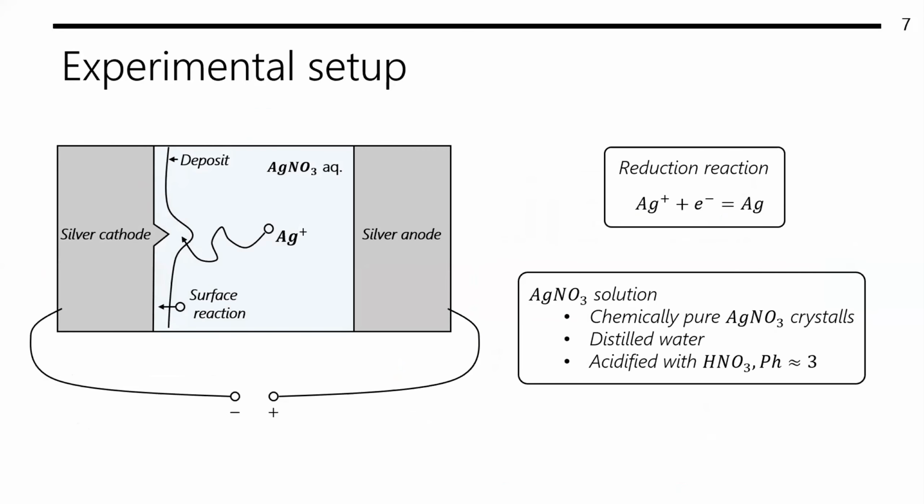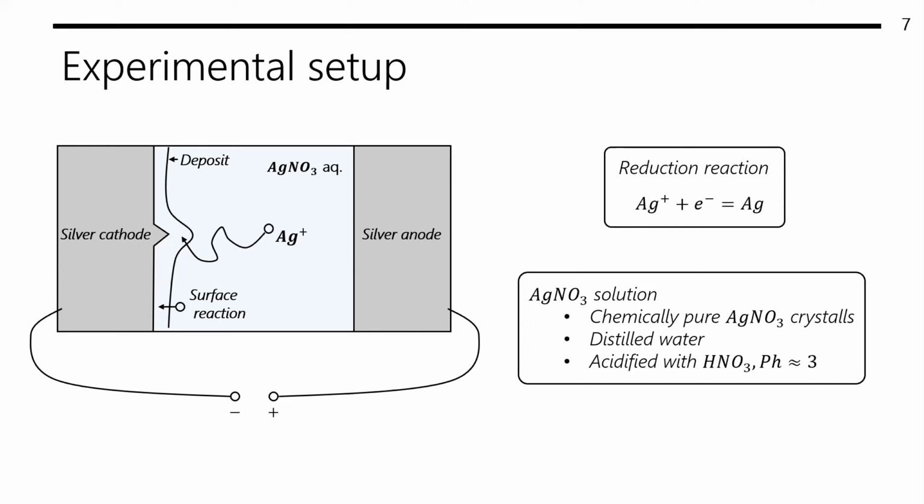What happens here is basically just a reduction reaction. Because of dissociation of silver nitrate, we have some concentration of silver ions in our solution. Because of diffusion and migration, there is some motion, and if the ion collides with a deposit or a cathode, there appears some reduction reaction. So our ion turns just into silver.